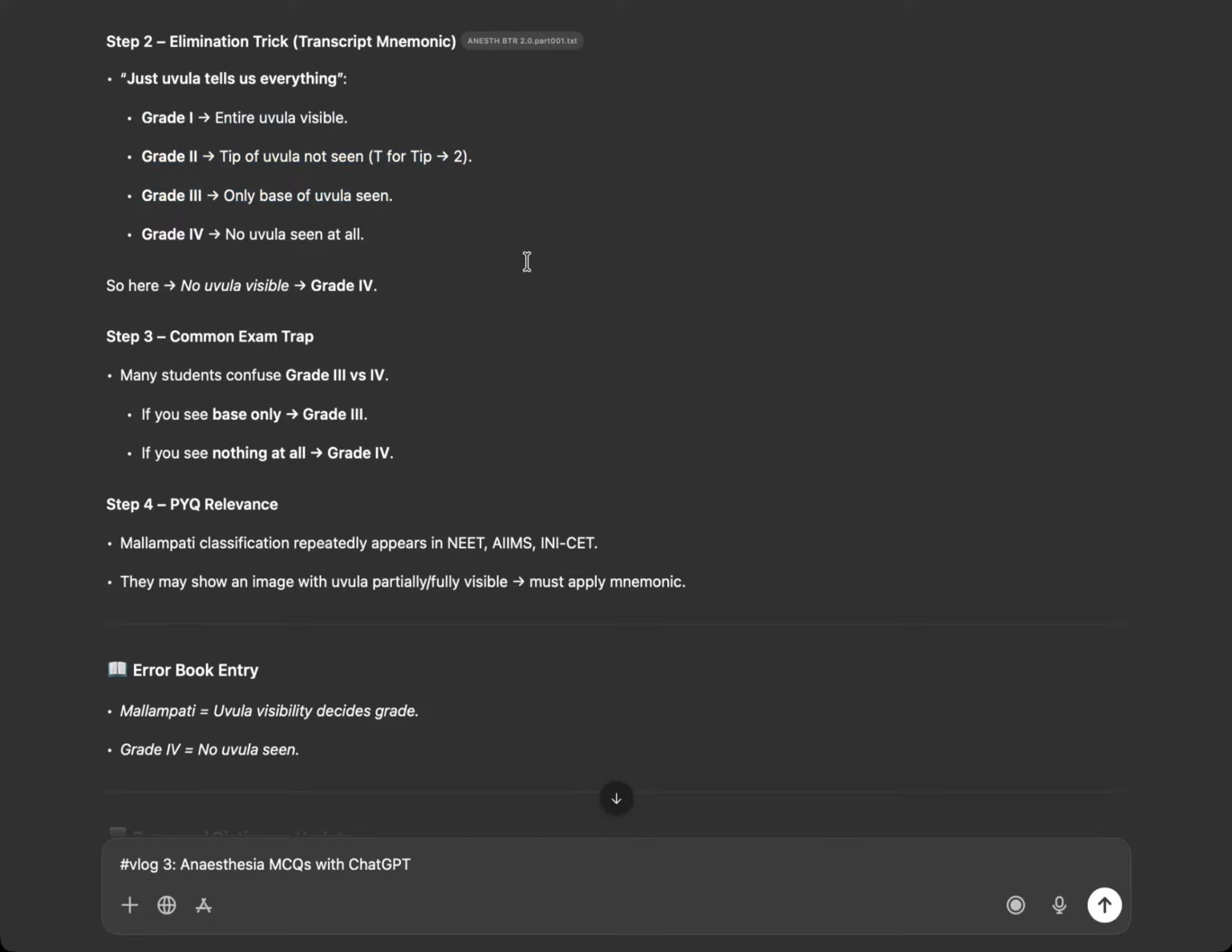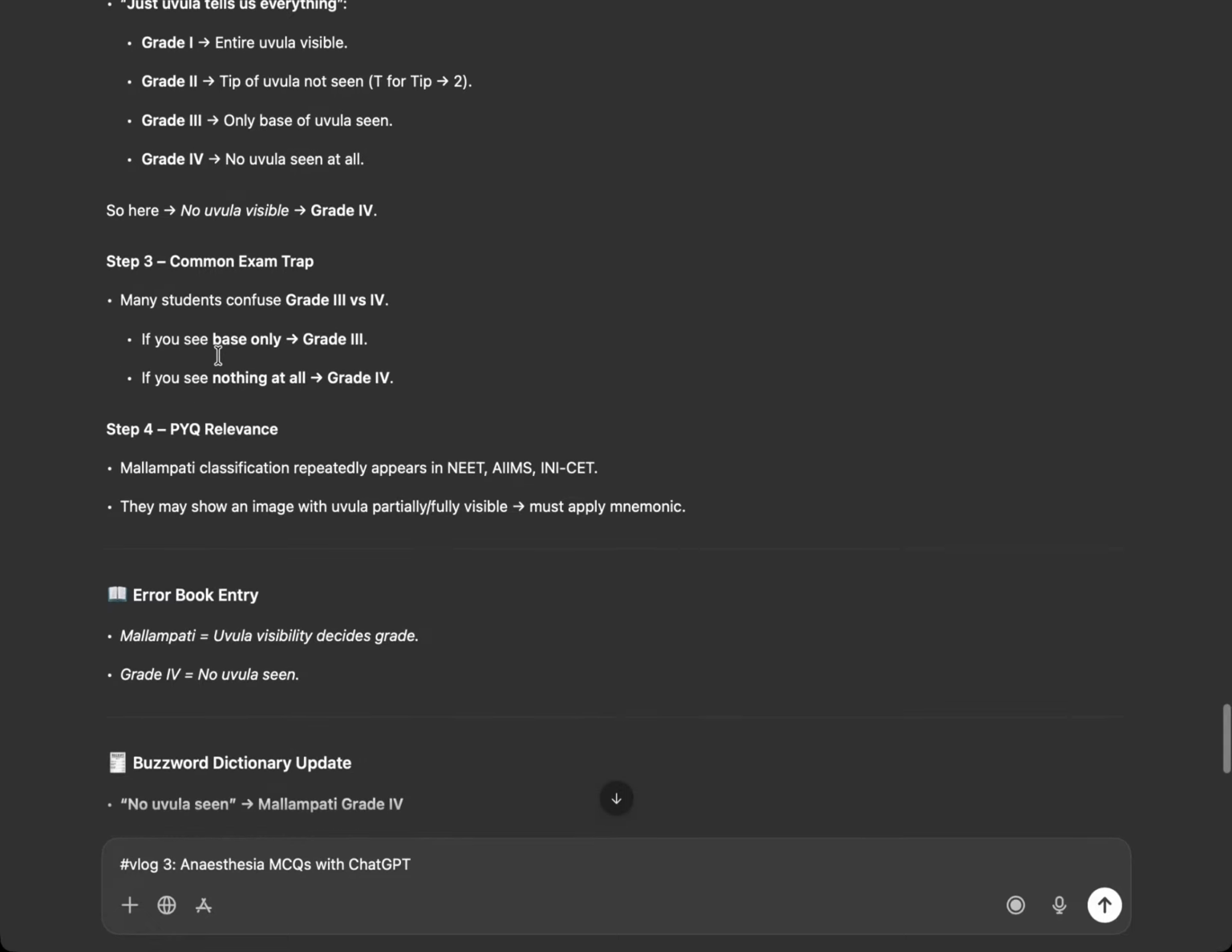Just make note of this, otherwise you're golden. In grade 3 you see the base only. In grade 4, you see nothing at all.